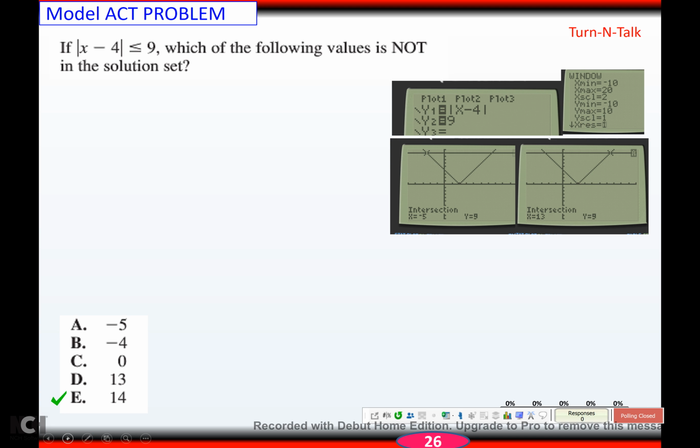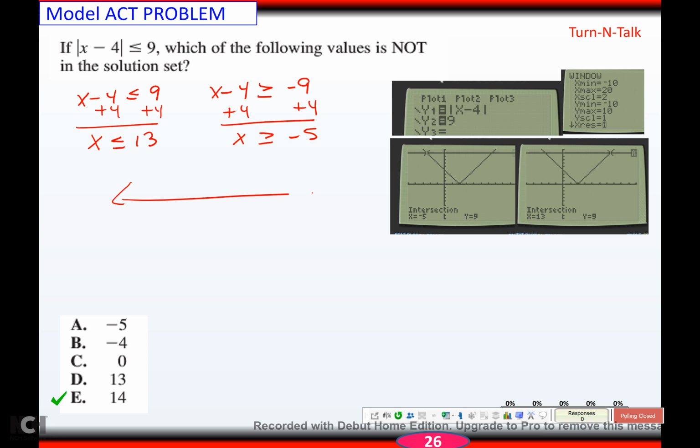And hopefully you got 14. Alright, so again, we're going to drop the bars, drop the inequality, keep the sign, drop the bars, flip the inequality, change the sign. So add 4, I get x is less than or equal to 13. Add 4, I get x is greater than or equal to negative 5. So 13, closed circle less, negative 5, closed circle greater. So all my solutions are in between here.